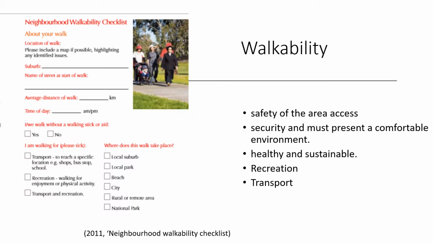One of the most important aspects to assess when auditing a built environment is walkability. For a place to be considered a walkable place, it must be assessed on the safety of the area, access, security, and must present a comfortable environment. The goal of walkability is for a place to be healthy and sustainable. The questions that need to be assessed: is it an open space? Is there significant natural or artificial lighting? Is the path next to a road or a green belt? Is there vehicle access, or is there security present?